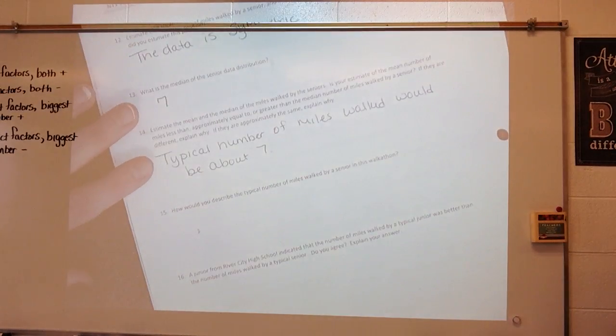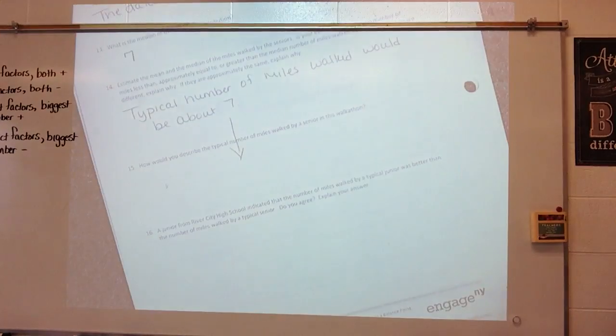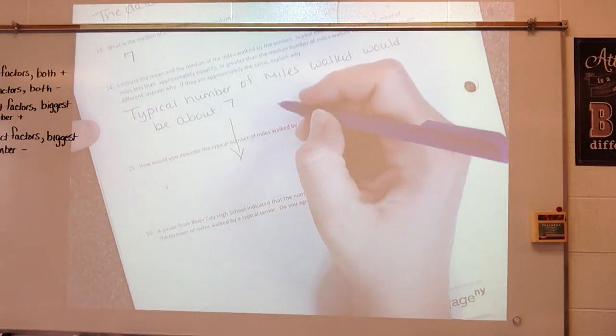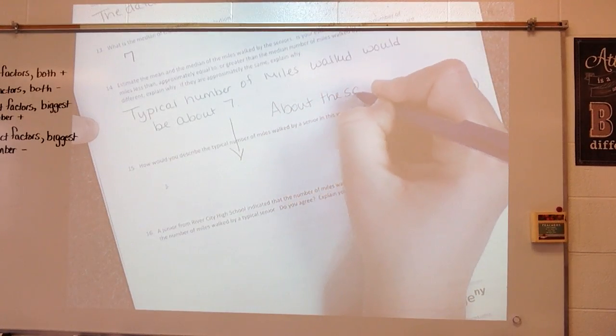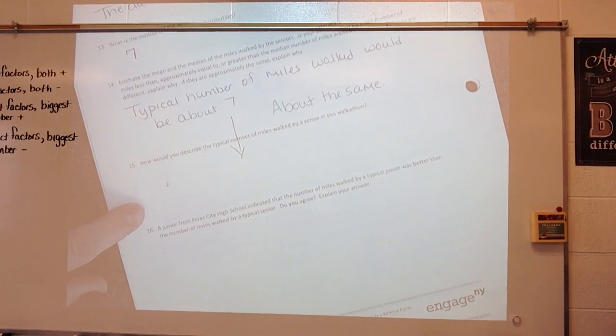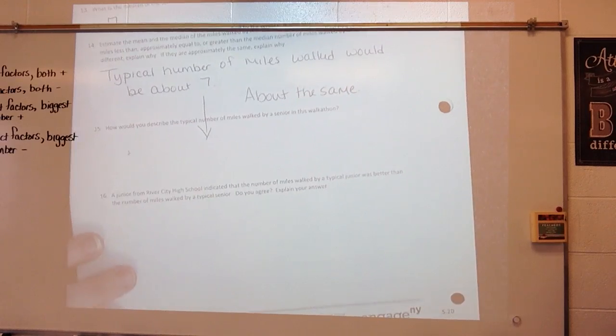How would you describe the typical number of miles walked by a senior in this walkathon? That should go down here. Here we need to say that they're about the same. So this one should go down here. The typical number of miles walked would be about 7. And here, they're about the same.